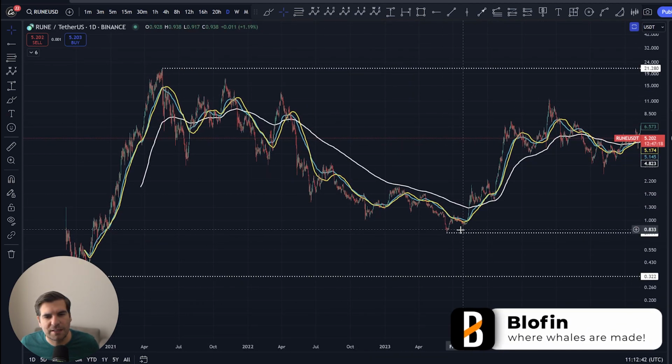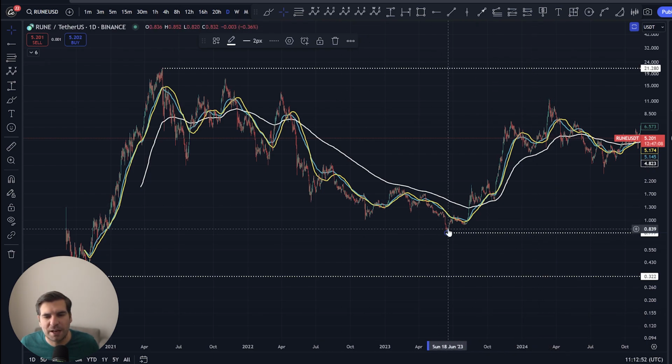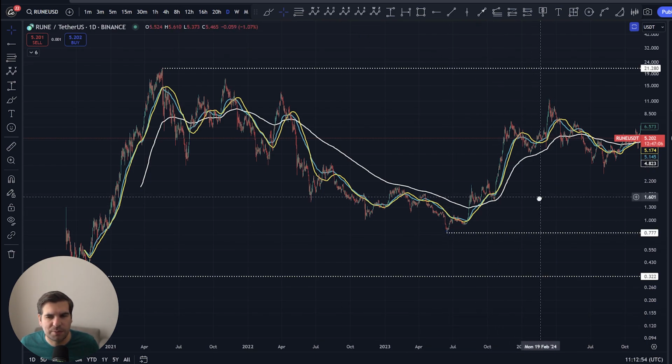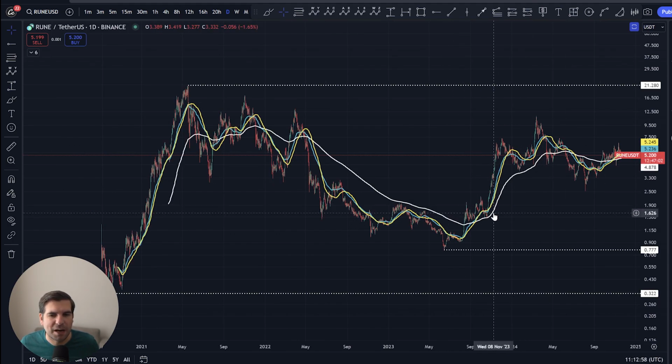We had a very corrective and choppy move to the downside. Okay, coming in on the lows here of June 2023, with pretty much most other altcoins that didn't bottom out in June 2022. They bottomed out either June or October 2023. Then, of course, you see very explosive trend-based moves back to the upside.